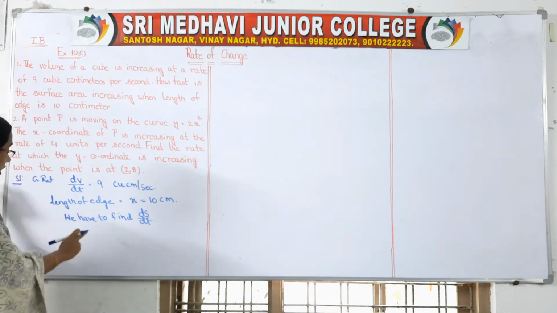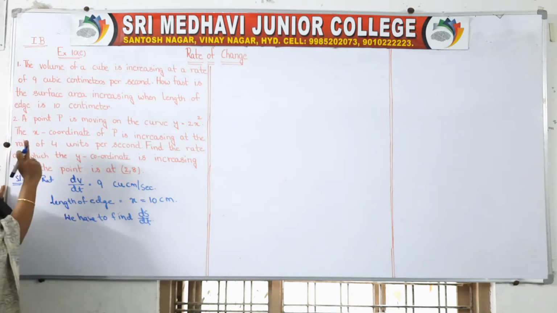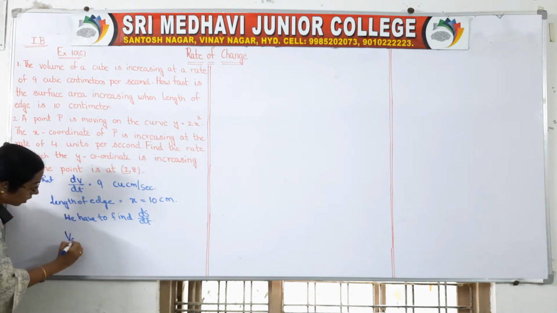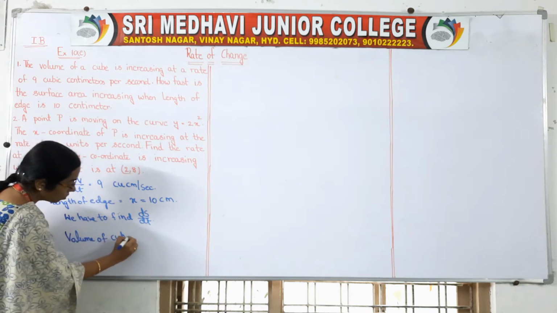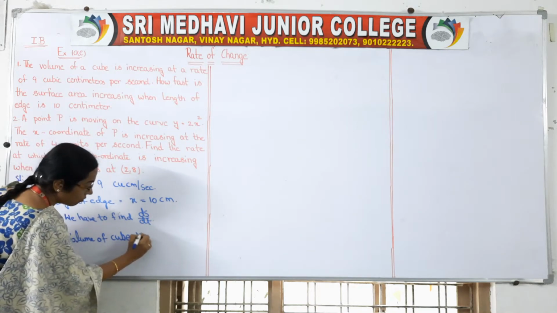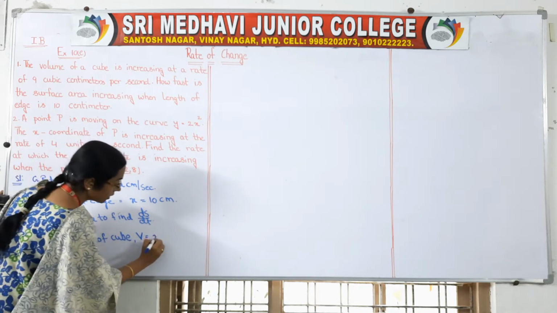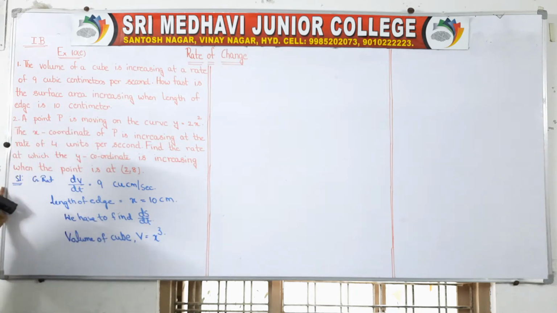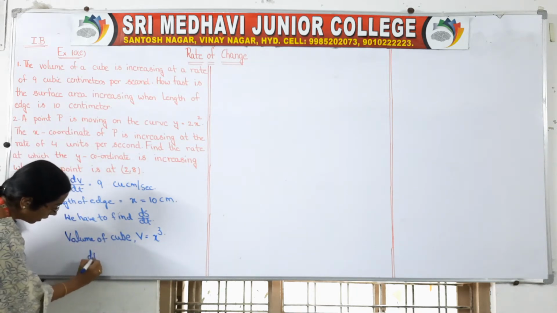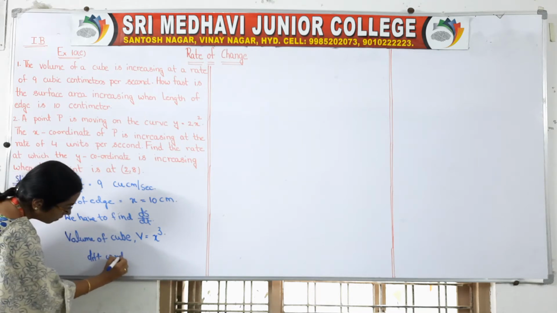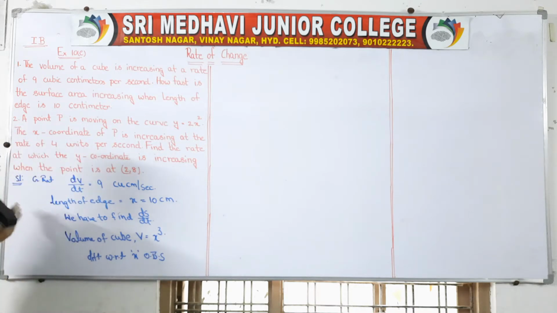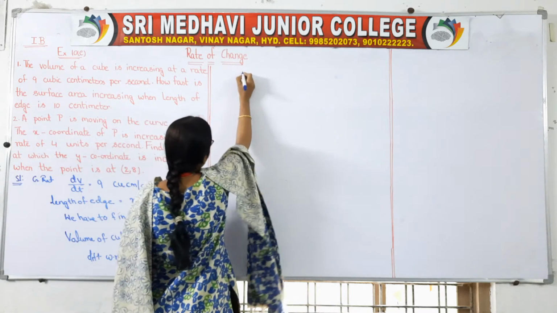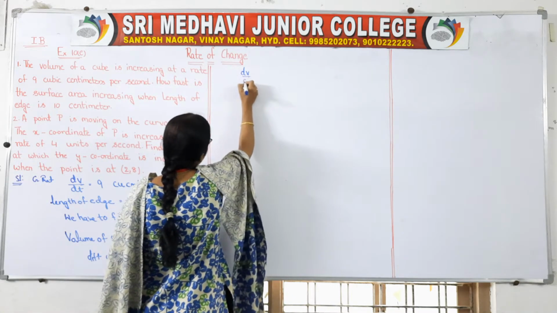Now take the volume of the cube. The cube is given in the question. So the volume of a cube, V, is equal to x cube. Okay, so differentiating with respect to t on both sides, then what happens?